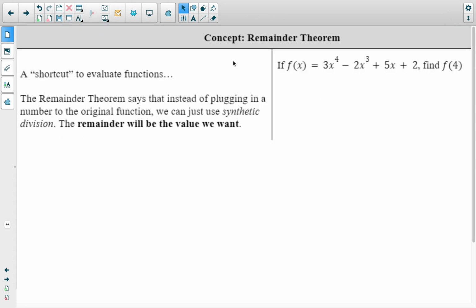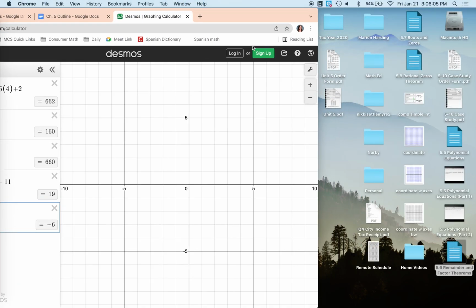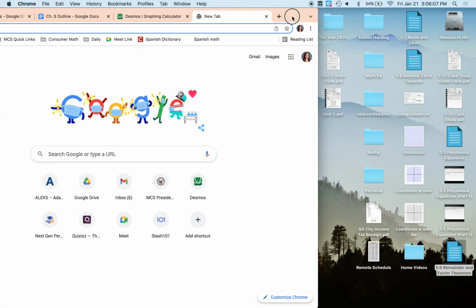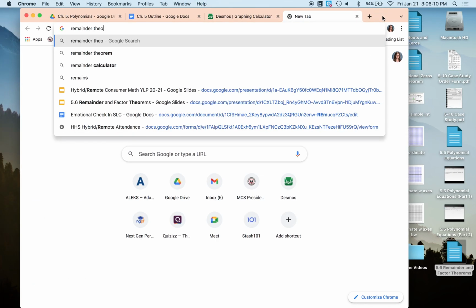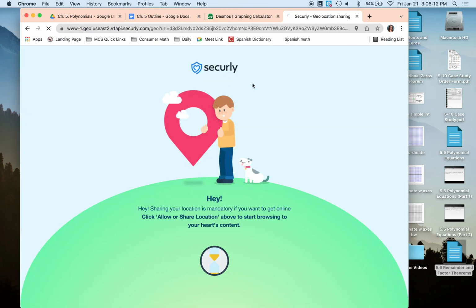Okay, so the remainder theorem, all that it says, it's like a shortcut to evaluate functions. I didn't give you the mathematical definition of the remainder theorem, but if you really want it, you can go look it up. It's going to be super fun. Actually, you know what? We got some time. Let's just do that. Let's look up the remainder theorem.